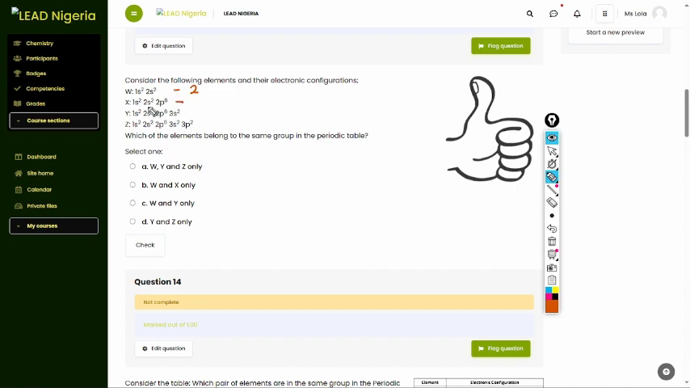Now for X, it has a total of 2 plus 6, 8 electrons in shell 2. So it belongs to group 8. Now for Y, the highest shell we have here is shell 3, and the total number there is 2. Then for Z, the highest shell is also shell 3, but the total number is 2 plus 2, and that is 4. So we see that the ones that belong to the same group are W and Y. So the correct answer is C. So we go with C.